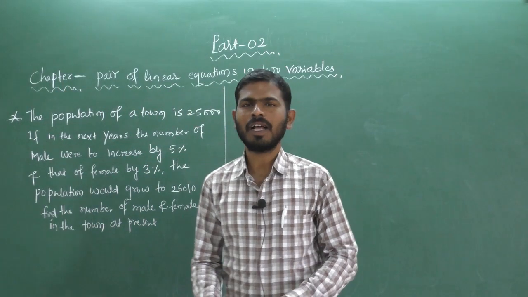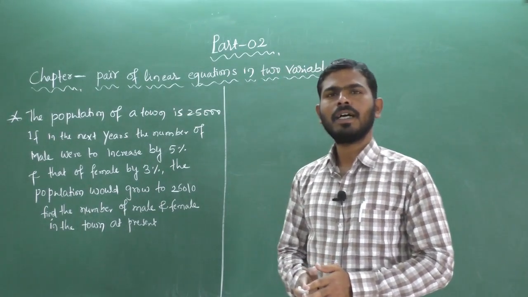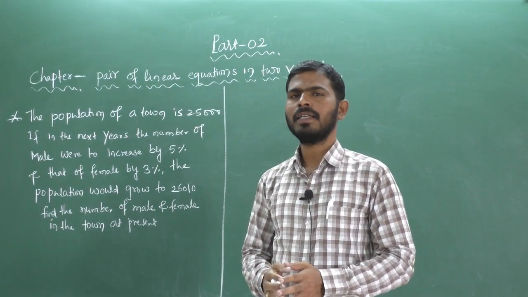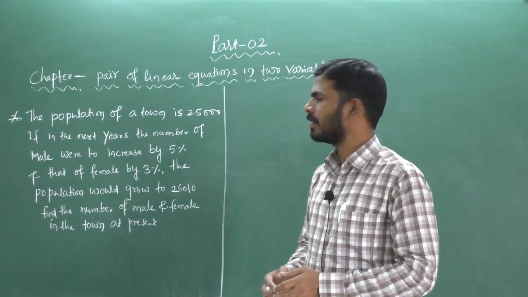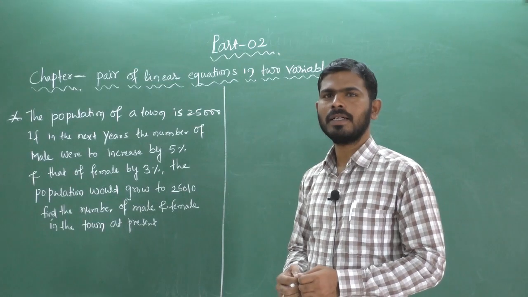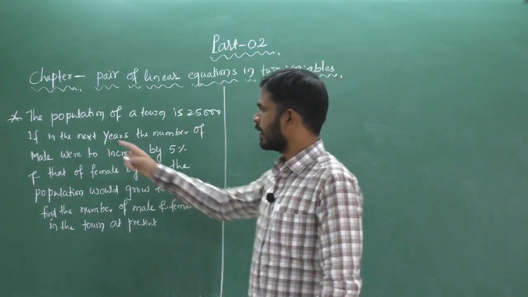Hi again. Last class we discussed how to find the two unknown variables in a pair of linear equations in two variables. So in this session we will discuss word problems, how to calculate a word problem. The population of a town is given here.